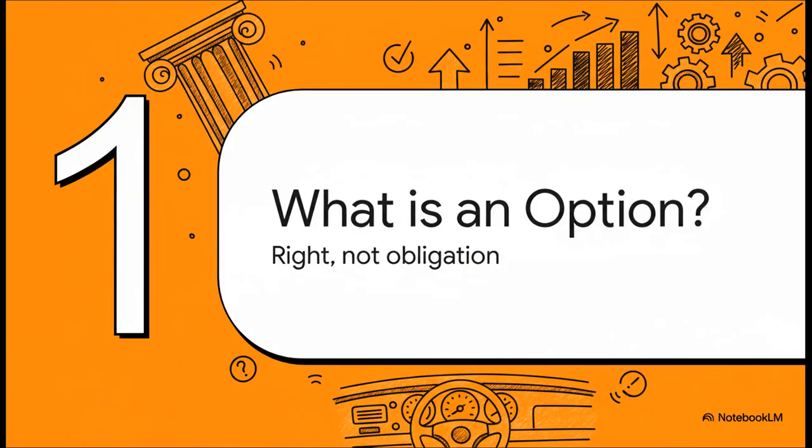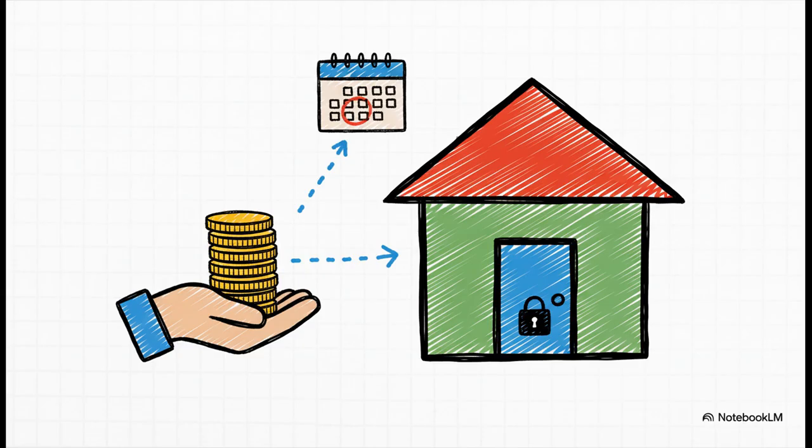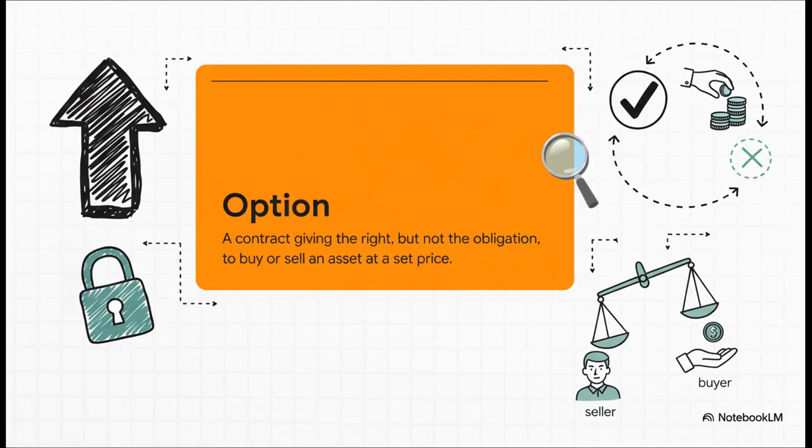So before we get to the dashboard, let's just do a super quick refresher on the vehicle itself. What exactly is an option anyway? The easiest way to wrap your head around it is to think about putting a down payment on a house. You pay a relatively small fee today to lock in your right to buy that house at today's price sometime down the road. You don't have to buy it, but you have the option to. See? Okay, so here's the more formal textbook definition.